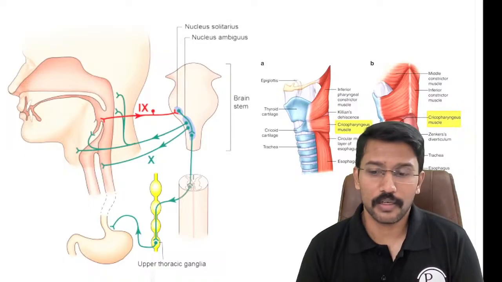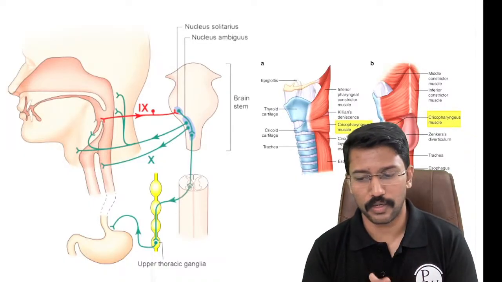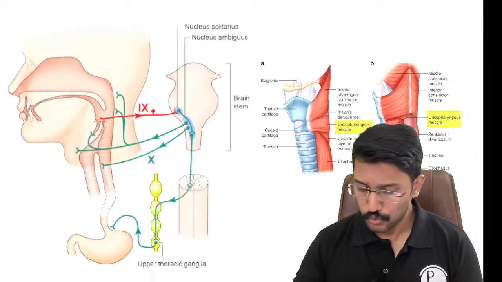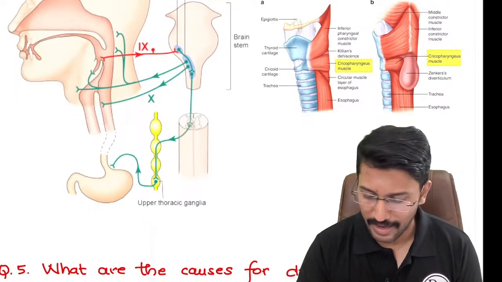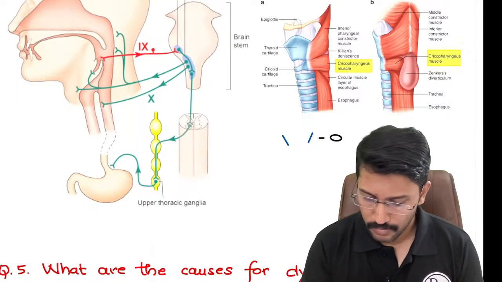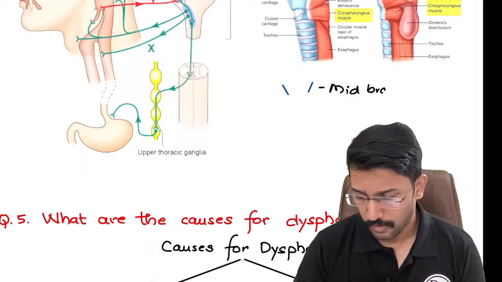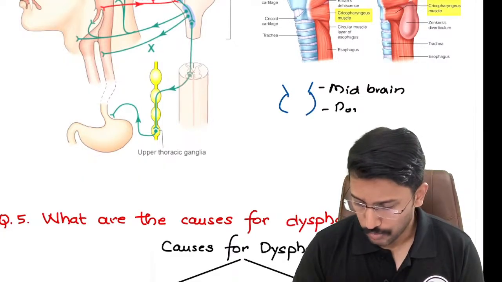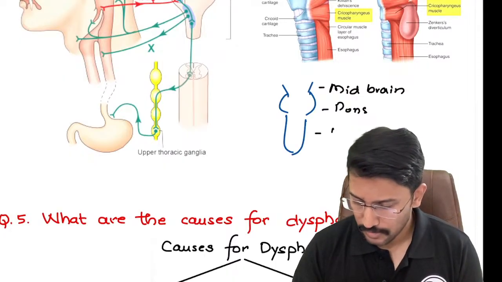Okay. Now, which cranial nerve nuclei are there in the medulla? Those who are not familiar with the cranial nerve nuclei present in the brainstem, I will give you a simple hack to remember. Let me say this is the midbrain, and then this is the pons, and then I have the medulla. Let me call this the medulla.